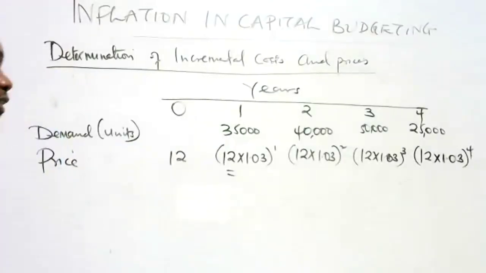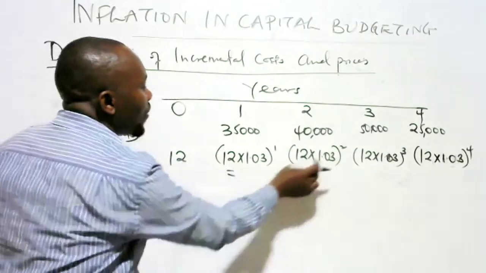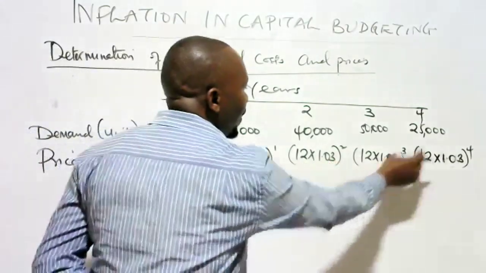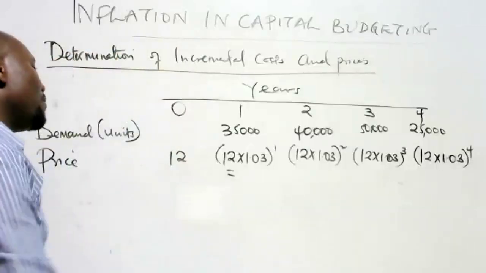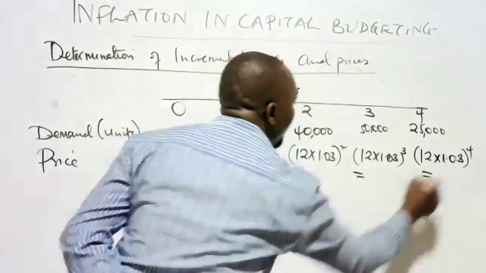Those are incremental. It's the same as getting the answer from here, then you multiply it with another 1.03. The answer that you get here, you multiply with 1.03, like that. So get me the figures that we're going to have here. What will be the prices?